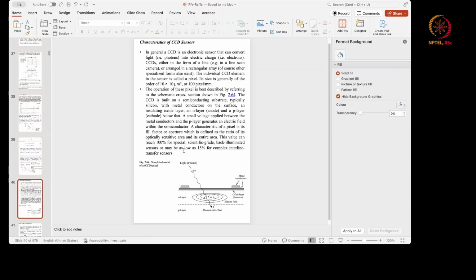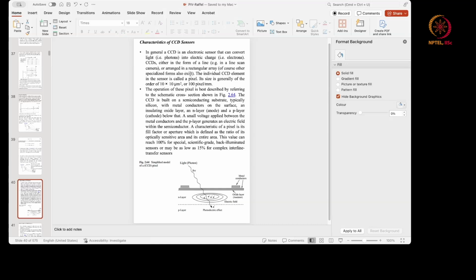Okay, now let us look at the cameras in particular: what do these cameras do and what are they made out of. First and foremost, PIV cameras can be CCD cameras, especially low speed PIV cameras. In general, a CCD camera has an electronic sensor that can convert light into electric charge. In other words, the photoelectric effect. The CCDs can come in the form of a line, as in line scan cameras, or they can be arranged in a rectangular array.